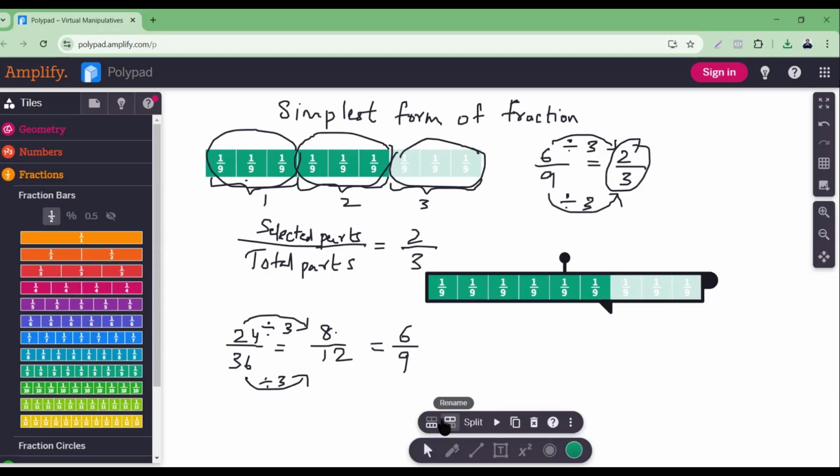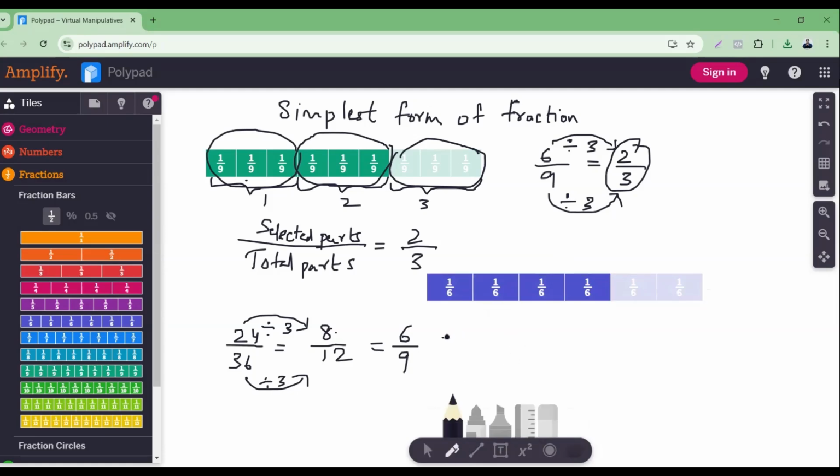Yes, I can do further simplification of this. What is the further simplification? I am getting it as 4/6. See, this and this might not have a perfect, immediate connection. But however, all these are equivalent fractions because I am not changing the coloring. I'm just changing the denominator.